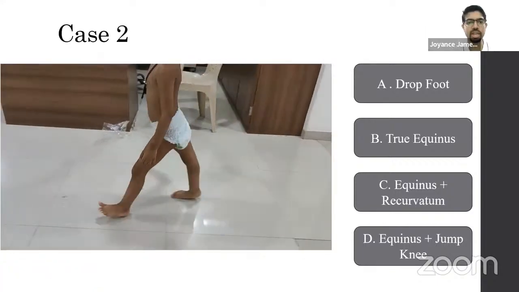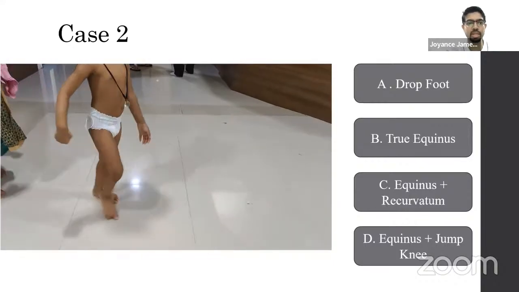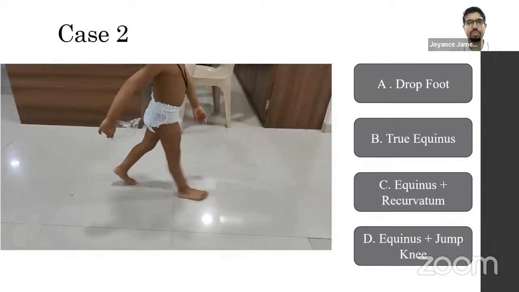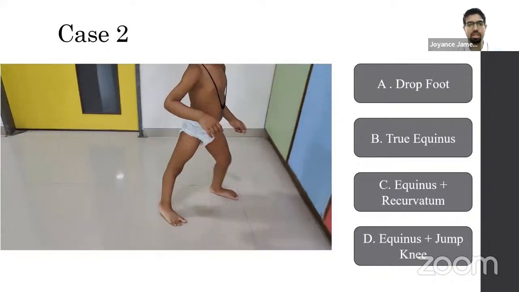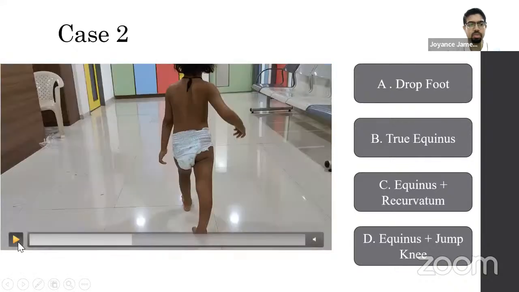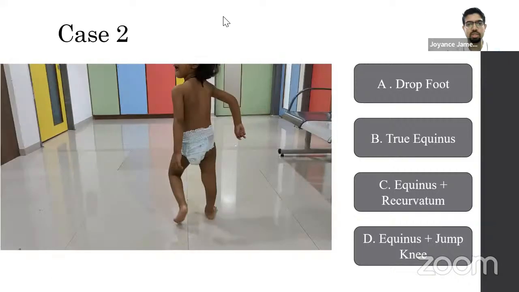Okay, we can share our answers in the chat box: the GMFCS score and which gait pattern it is according to the options A, B, C, D. Okay, we have a couple of answers. The answers are option C and GMFCS 2. Gaurav sir, would you like to comment?